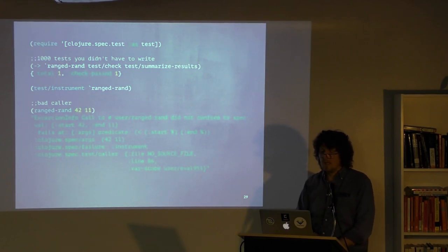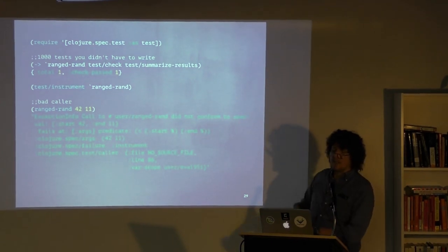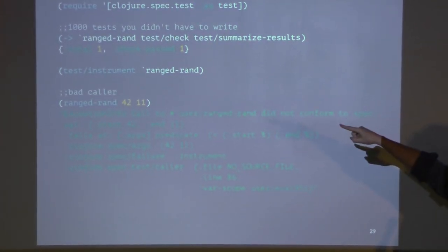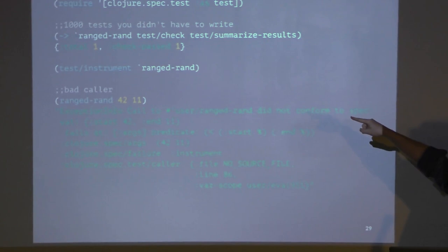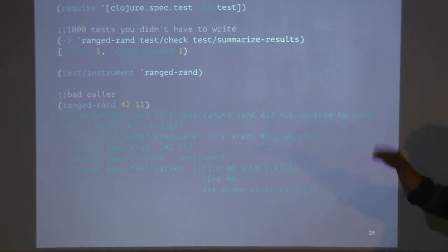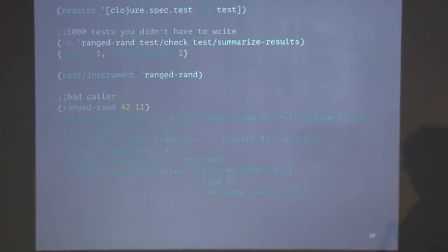So that's what this looks like. We say require spec test, and then we're using the piping operator. We're saying pass ranged RAND to test check, and then summarize the results. Test check can test whole namespaces and everything that's been spec'd and various other sets of things. So this is a summary of running one function through it. But this will call it 1,000 times with a bunch of different arguments.